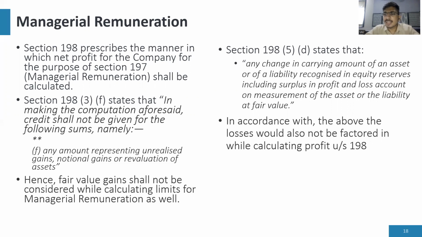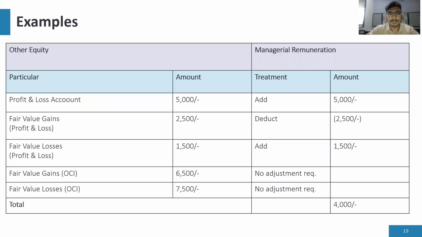So there it's given any change in carrying value of an asset, or recognizing the equity reserve, profit and loss account, or measurement of asset. So any such losses would not have to be considered. Generally, what we have taken as view is FVOCI losses or FVTPL losses we have been subtracting for net worth, issuance of bonus or other. But for the purpose of section 198, we would not consider the losses as well. So we would ignore both fair value gains and fair value losses. Both would be ignored for the case of managerial remuneration, and as well as for the CSR, because section 198 refers to CSR as well.